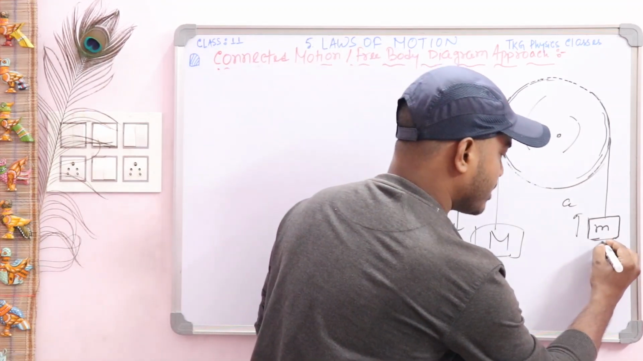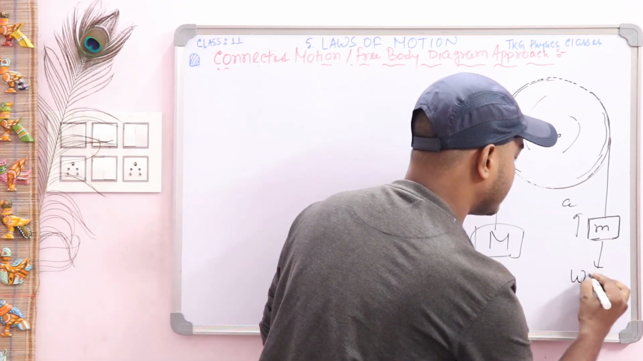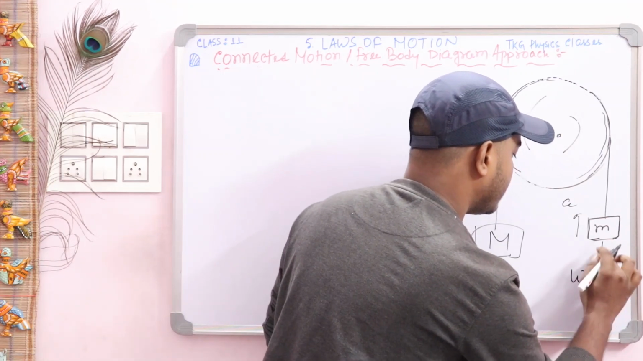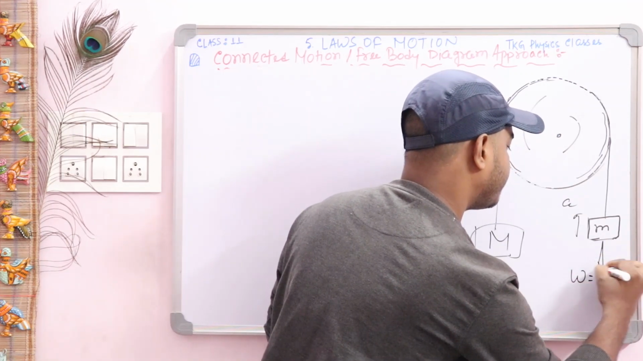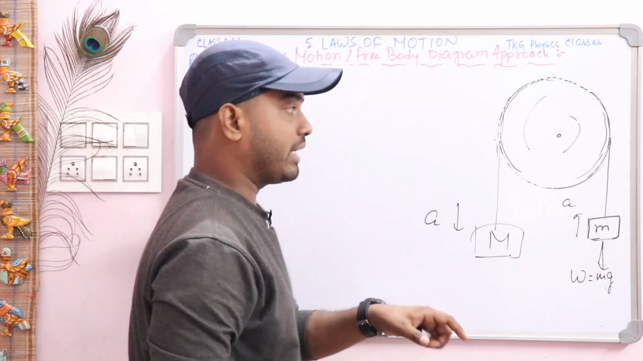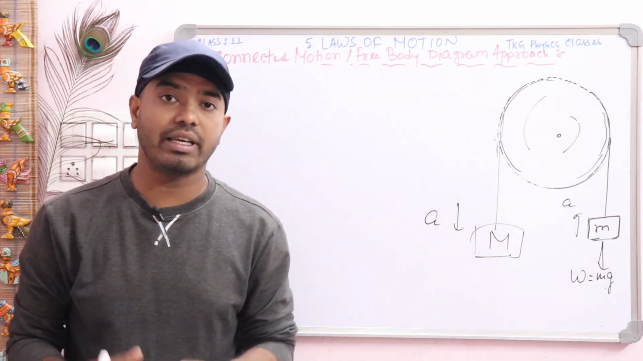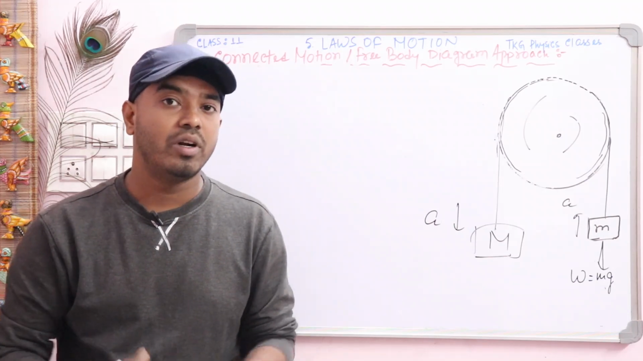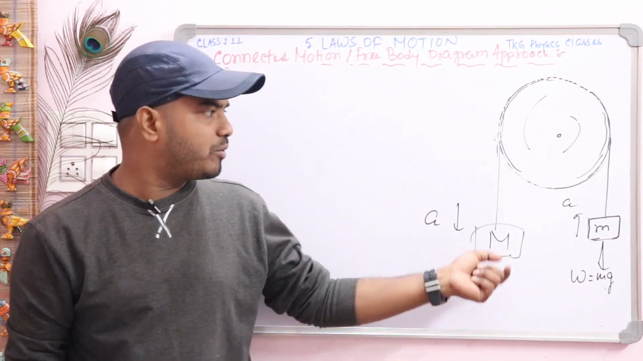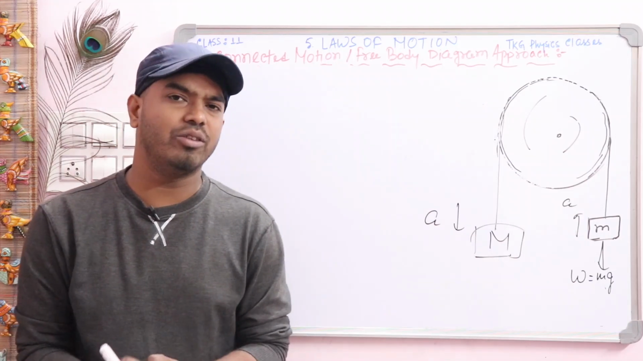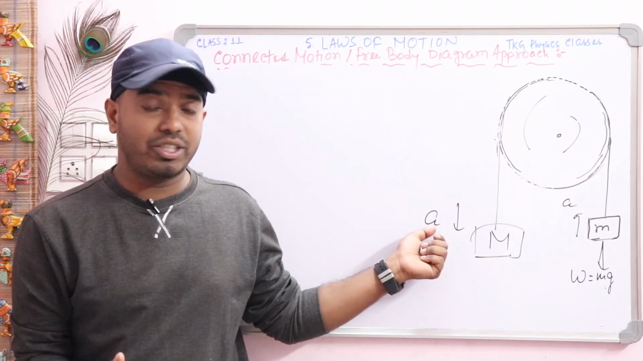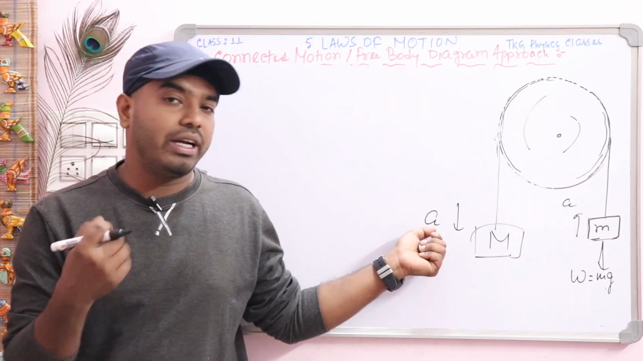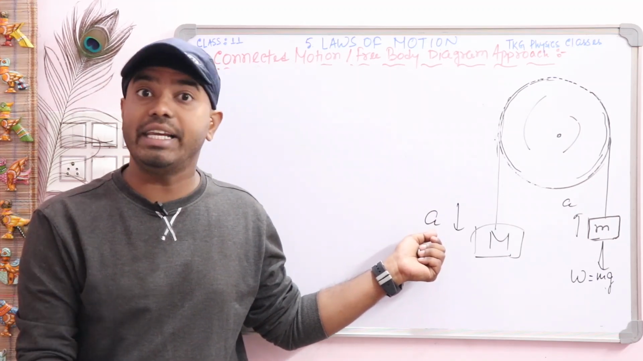Now, first of all, the weight W, that is equal to m into g, is directed vertically downward. In most of the cases here you have to find out the value of acceleration and the value of tension. So in this problem we will find out what is the expression for finding A, and we will find out what is the expression for finding tension.